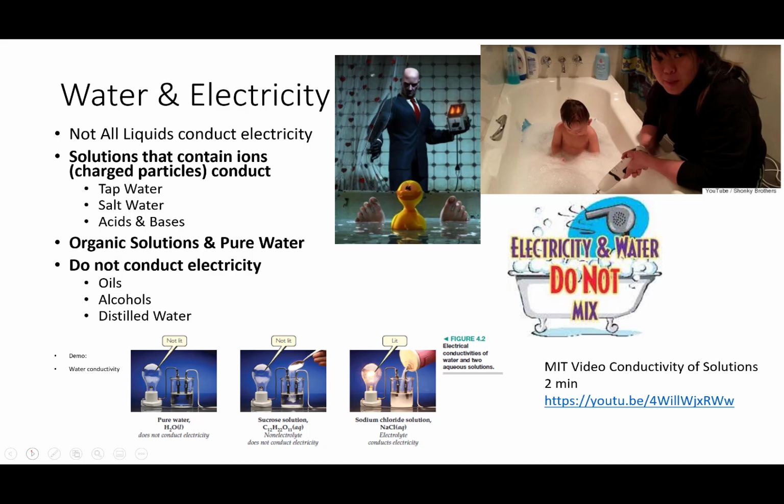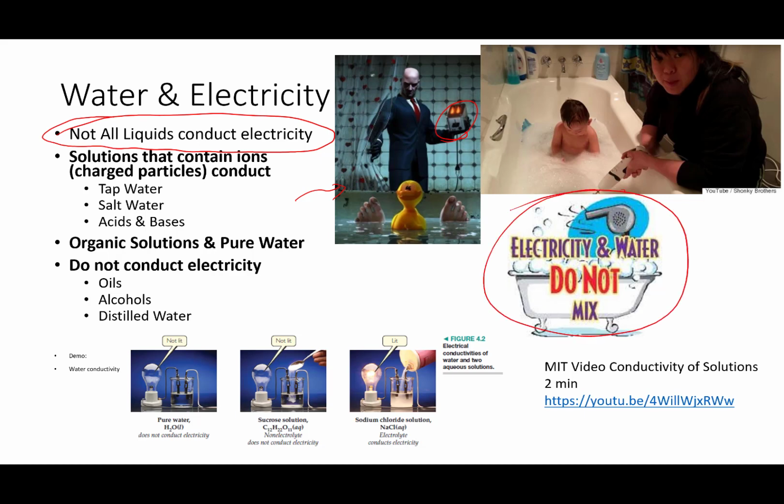Let's talk about water and electricity. Not all liquid solutions conduct electricity. We've all been warned by people who love us and care about us that you do not work with your electrical appliances near your bathtub. That is a really, really bad idea. Why? Because you could die, and we don't want that to happen.